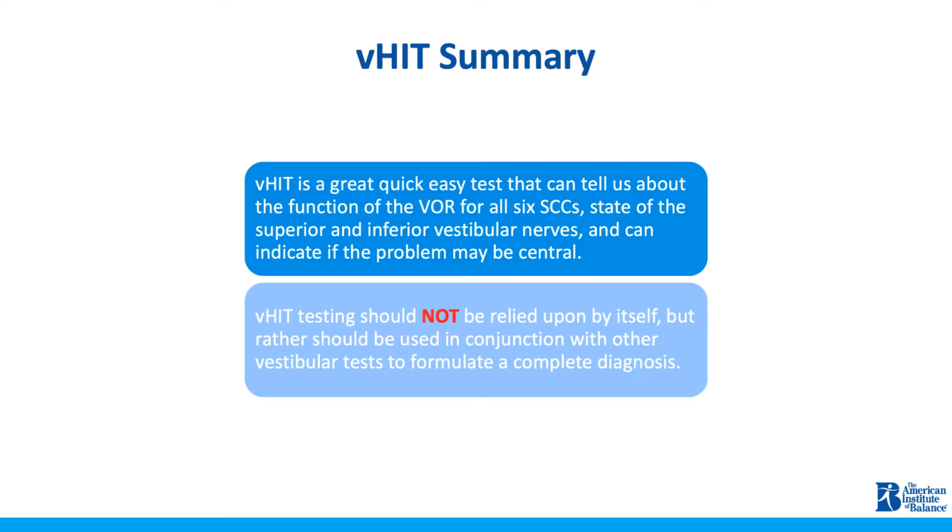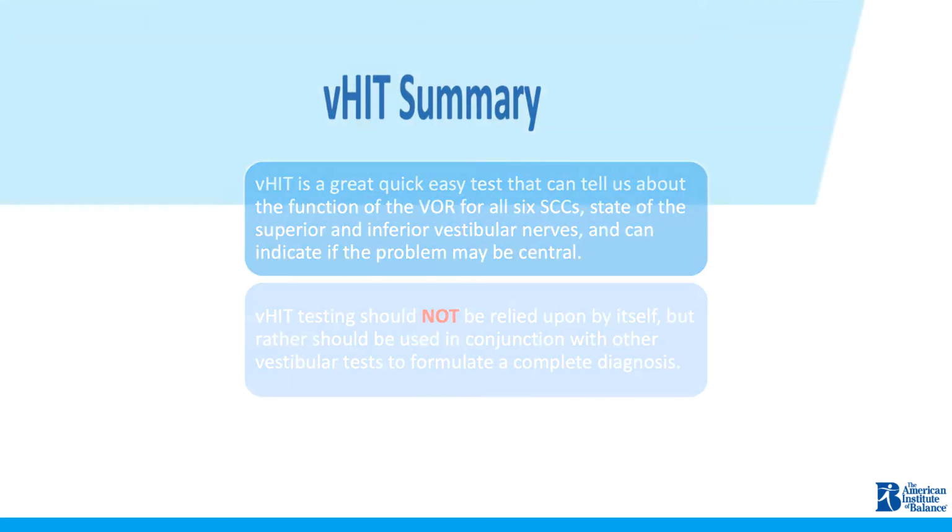It's important that we remember that we can't just rely on one test to tell us everything that we need to know. And we need to put together all the tests and take into consideration the patient's history and functional impairment when making any recommendations. vHIT has the capability to provide us with a more objective measure of patients' compensation status and can serve as a fantastic pre-post VRT outcome measure.